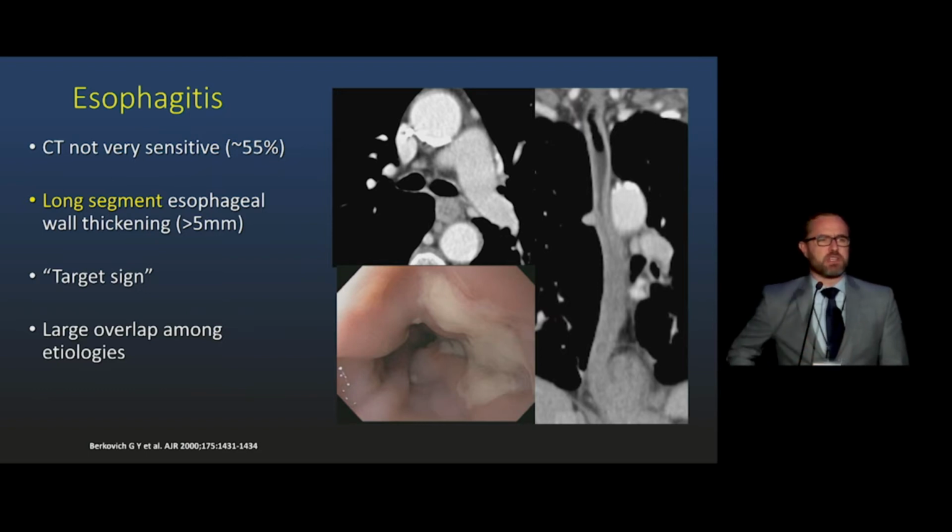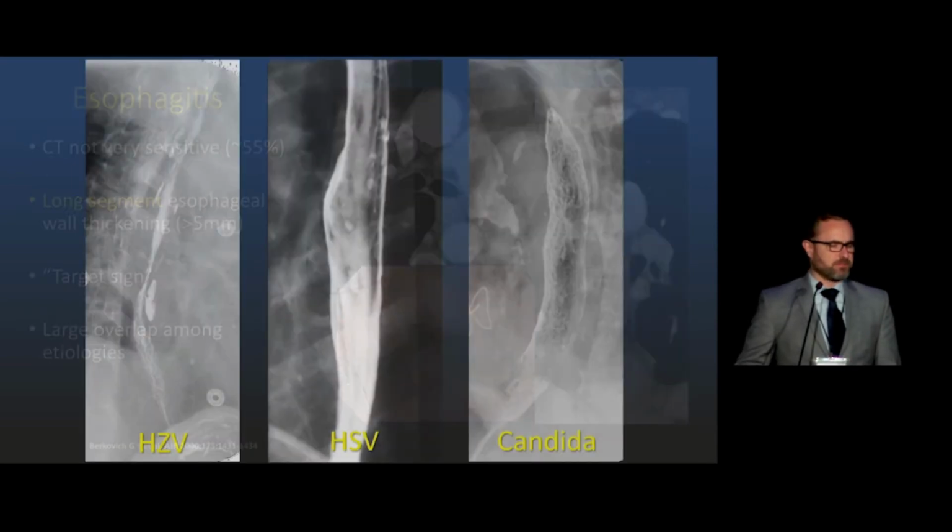Unfortunately, CT is not terribly sensitive for esophagitis, about 55% in at least one study. But remember, when you see wall thickening in the esophagus, it should draw your attention. Usually the esophagus has a very thin wall, even when it's non-distended. And so if the esophageal wall is more than 5 millimeters, you might at least think about esophagitis, especially when diffuse. When there's submucosal edema, that can result in a target sign. However, there's a large overlap among etiologies.